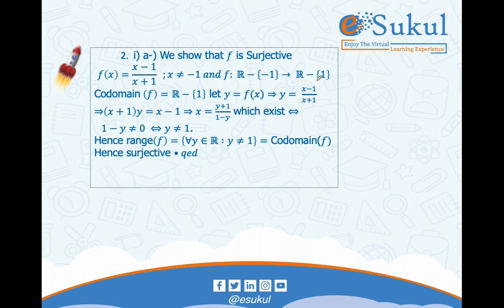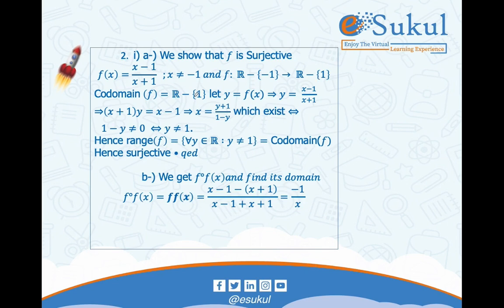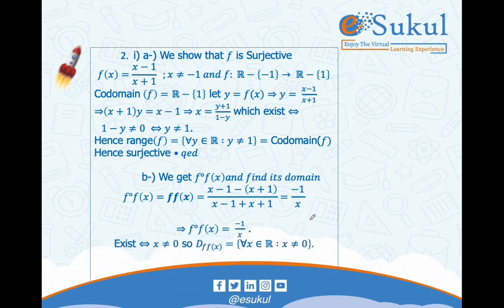In B, we have composite function where we find f of f of x and find the domain of our composite function. So replacing our f, which is composite, that is computing f followed by f again, the definition of the composite function generalizes to -1 on x as output. So therefore, it exists if and only if x is different from 0. So our domain becomes, for all x in R, x should be different from 0.